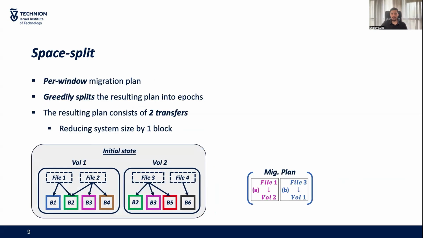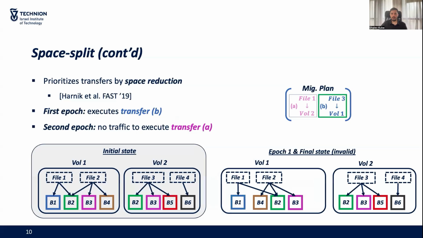The first online algorithm we present is space split. This algorithm constructs a window-wide plan during the first epoch using the offline migration algorithm. Then, it greedily splits that plan into epochs. In this example, the resulting window-wide migration plan has 2 transfers, file 1 to volume 2 and file 3 to volume 1, which together reduce system size by 1 block at the cost of transferring 2 blocks. In each epoch, it executes a subset of these migration transfers as long as there is enough traffic budget, prioritizing space reduction.